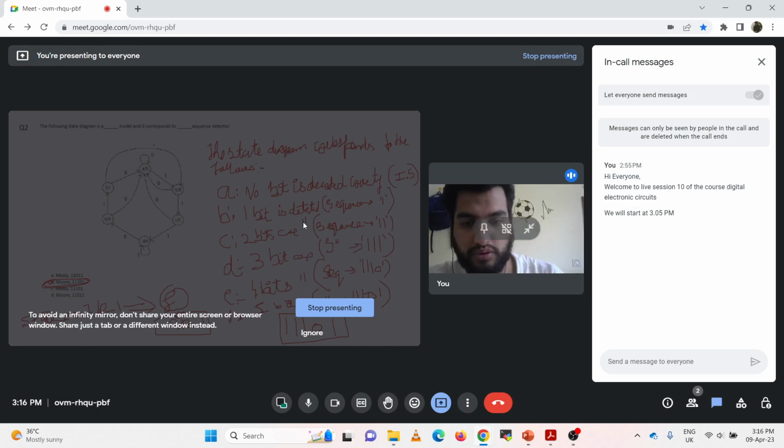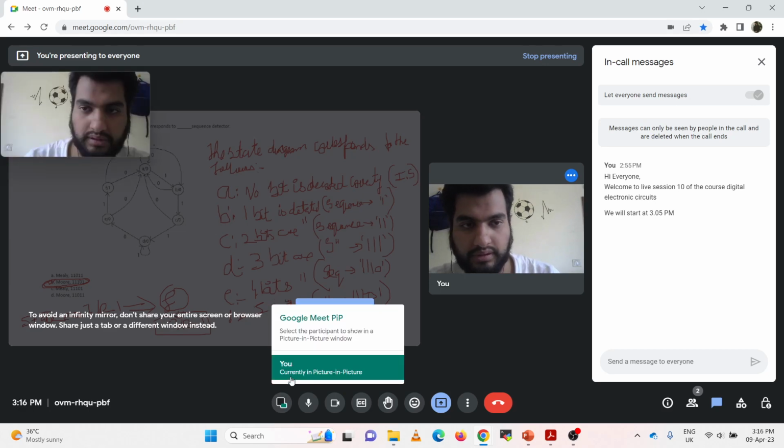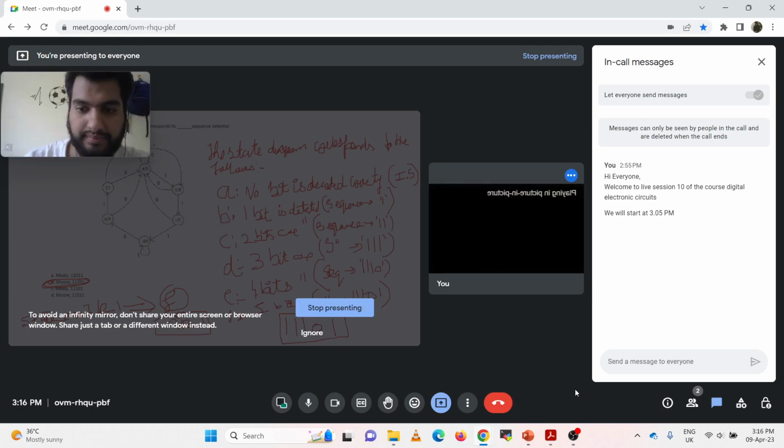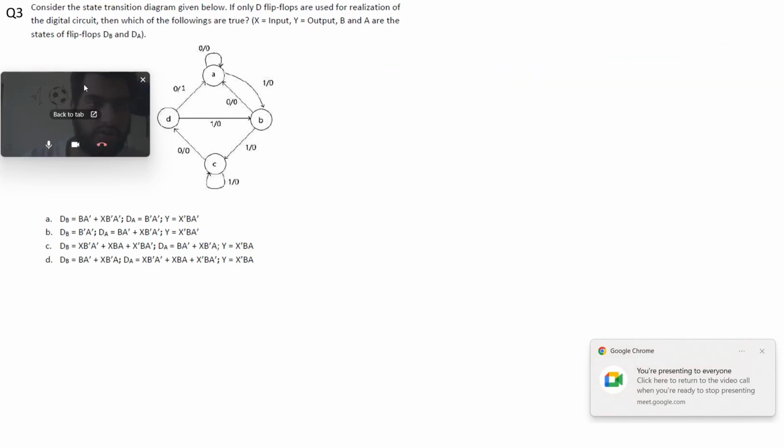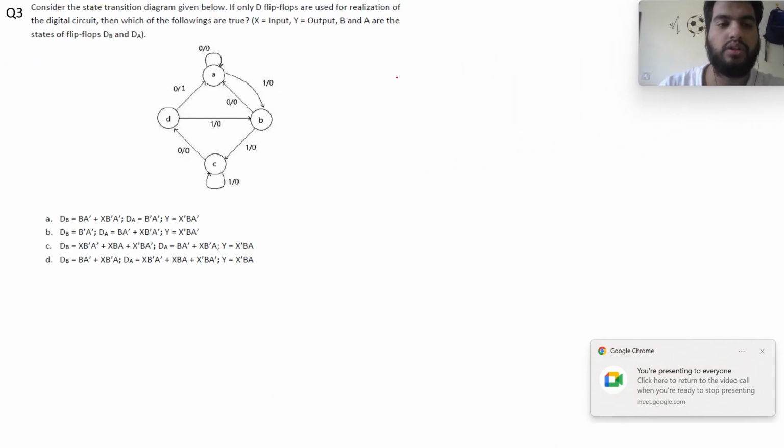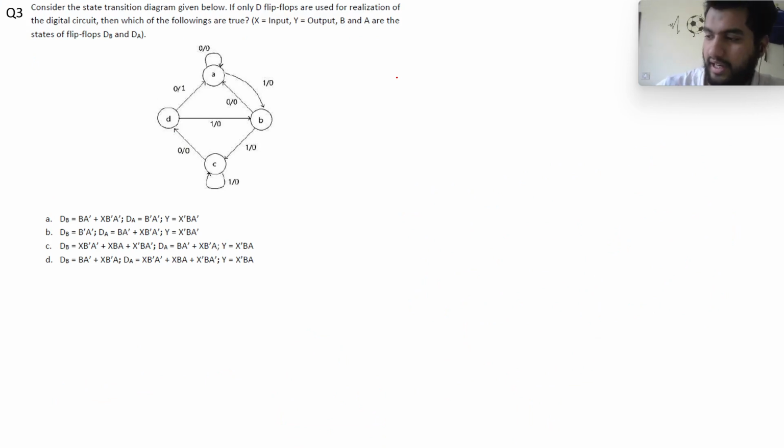Now we'll move forward to question number 3 of today's live session. Question number 3 states: consider the state transition diagram given below. If only D flip-flops are used for realization of the digital circuit, then which of the following are true?